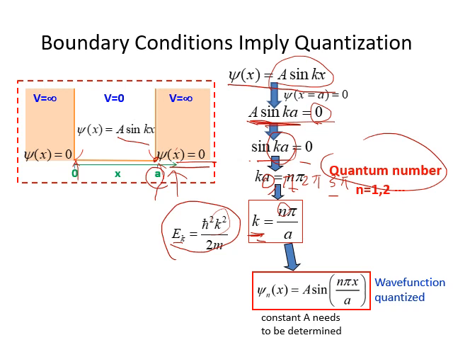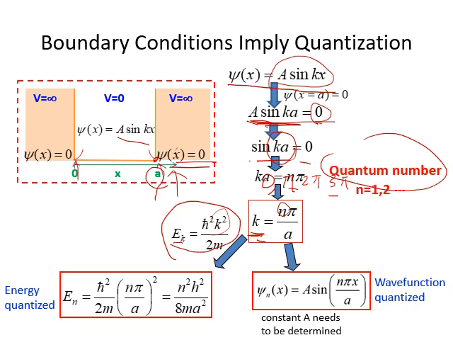So E can be calculated if you know k. So here k is n pi divided by a, and therefore you can calculate the E. Alright, so E is h bar squared divided by 2m times k squared. K is this one, so square this one. And combine numbers, you have n squared h squared over 8ma squared. And note that n can only be 1, 2, 3, as here pi, 2 pi, 3 pi. So n can only be 1, 2, 3, 4 integers.